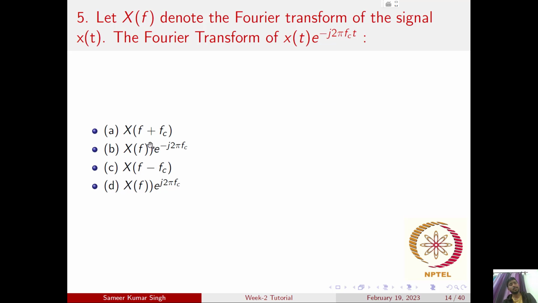We have four options. Sorry, that was typed by mistake, so please don't consider this. Again, in the question, options B and D, please don't consider. It will be X(f) into e to power minus j2 pi fc. Similarly, that will be X(f) e to power j2 pi fc. Again, I will discuss this later. Try this.